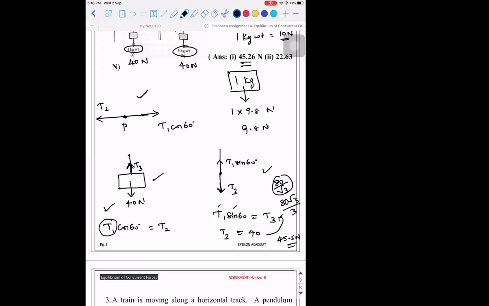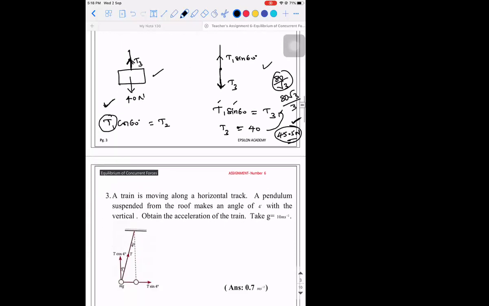Similarly, substitute 45.5 here. Cos 60 is half. So half of this is 22 point something. That's the answer. Right? So what we did is right.